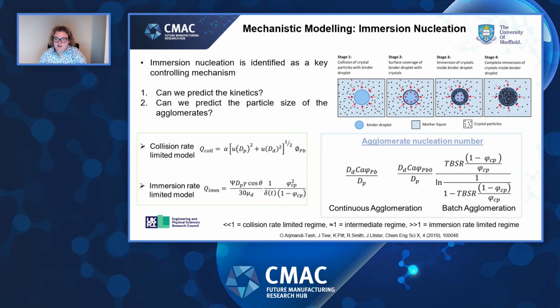You can imagine that two different mechanisms could be limiting here. The first would be, how quickly do the particles come to the surface of the droplet? Is the droplet always surrounded by particles? And the second is, how quickly do the particles immerse themselves inside the binder droplet? And in fact, we've developed a new dimensionless number that can describe that to us, and that's down in the bottom right, called the agglomerate nucleation number.